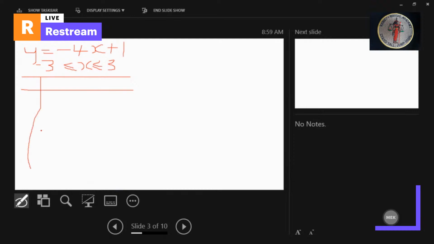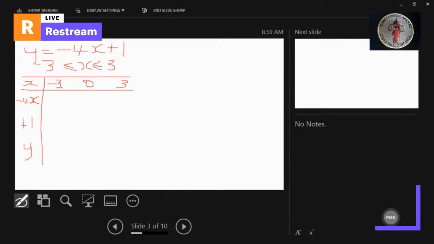And we're going to rule up our table. So we have our x values, which is from negative 3 to positive 3. And we're going to put 0 in between. The function says we're to multiply the x values by negative 4. So we have negative 4x. And then we're going to add 1. So plus 1.